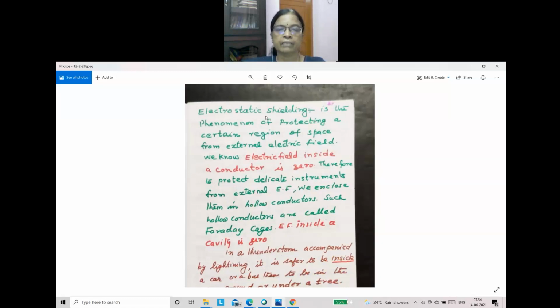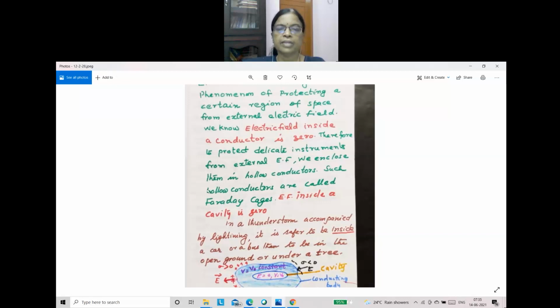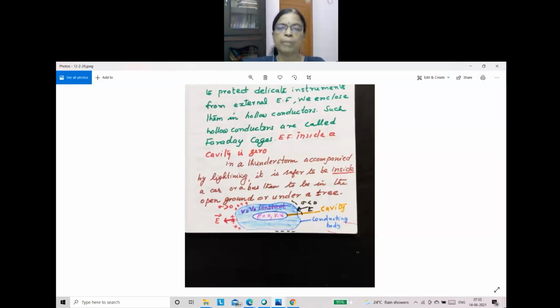That phenomenon is known as electrostatic shielding: the phenomenon of protecting a certain region of space from external electric field. We know the electric field inside the conductor is zero. Therefore, to protect delicate instruments from external electric field, we enclose them in hollow conductors. Such hollow conductors are called Faraday cages. Electric field inside the cavity is zero.